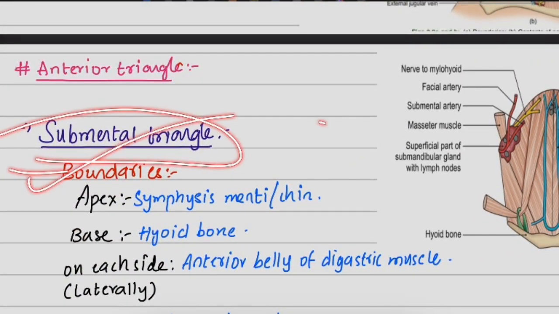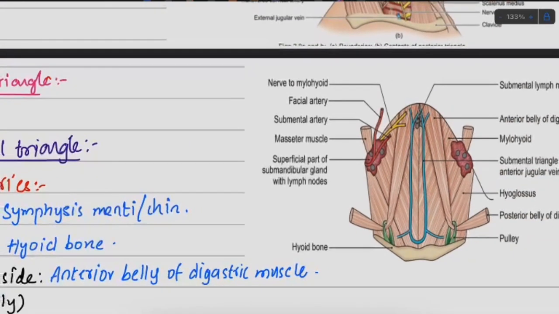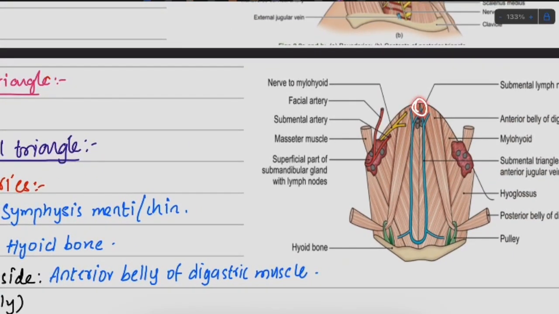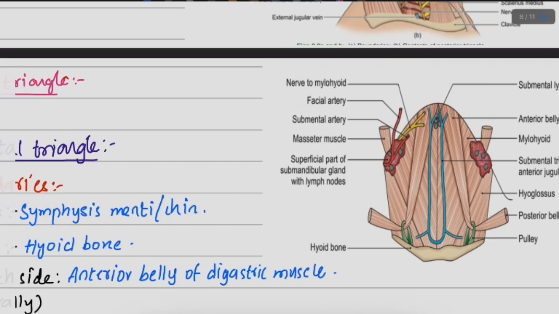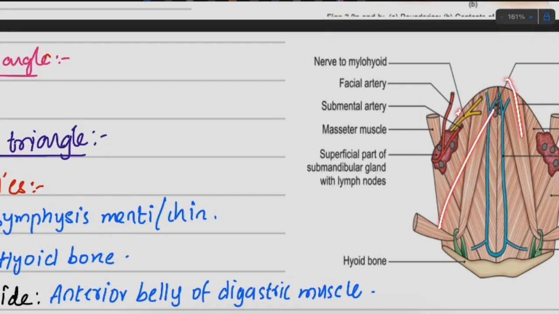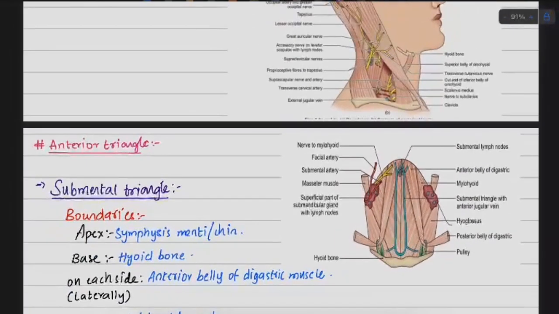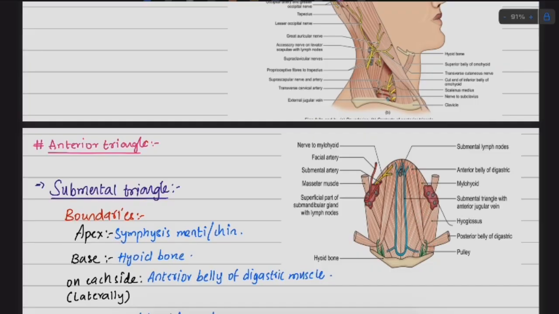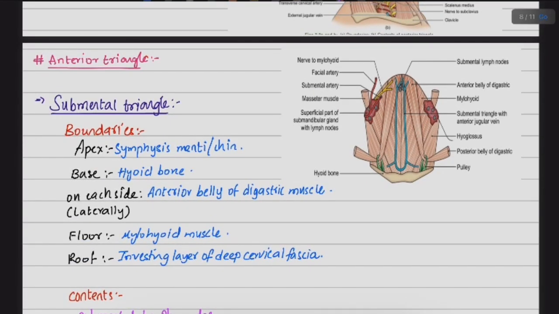What are the boundaries of the submental triangle? You can appreciate here in the diagram, the apex is the symphysis menti or chin, and the base is the hyoid bone. Laterally, on each side, we have the anterior bellies of the digastric muscle, and the floor is formed by the mylohyoid muscle. The roof is formed by the investing layer of deep cervical fascia. So these are the boundaries of the submental triangle.